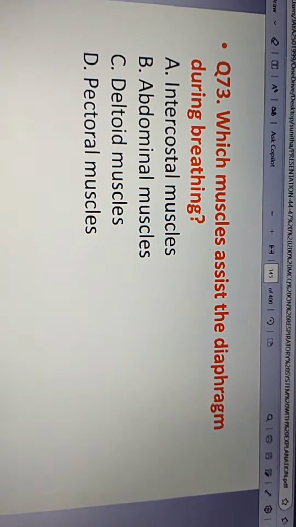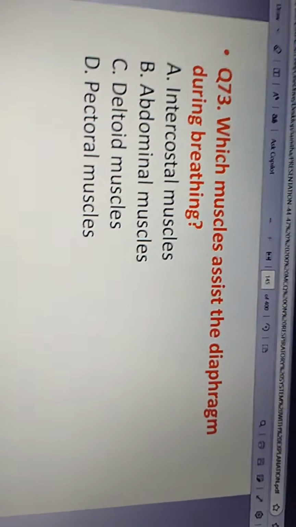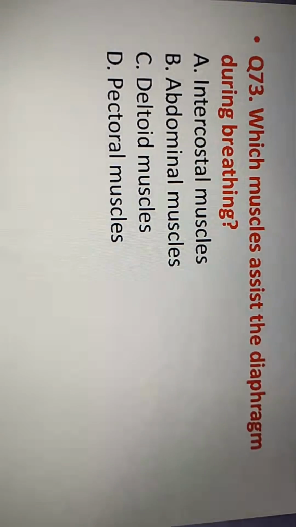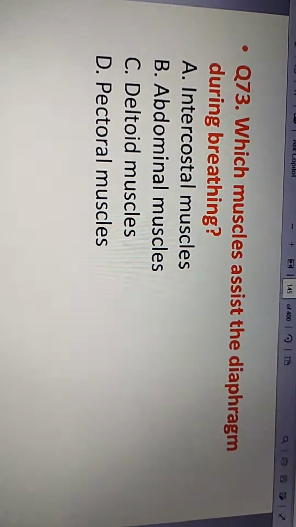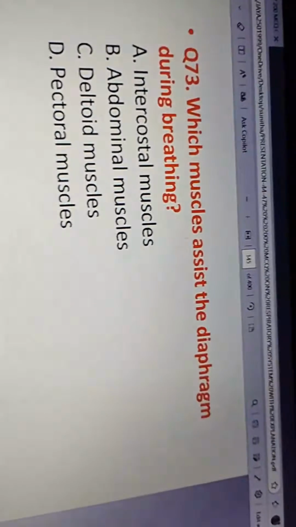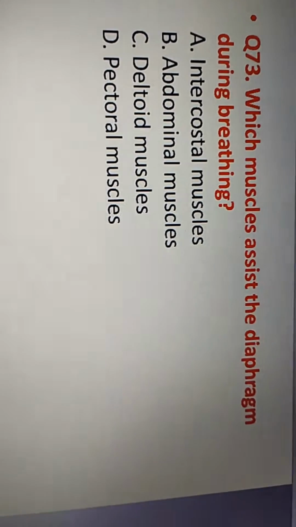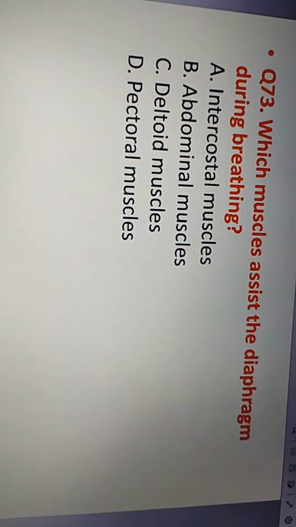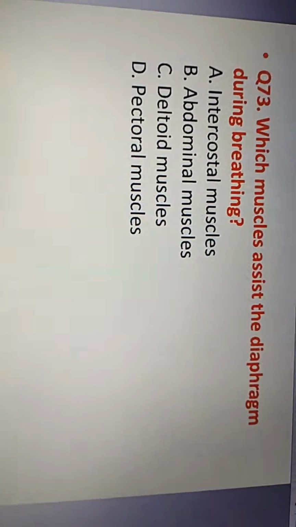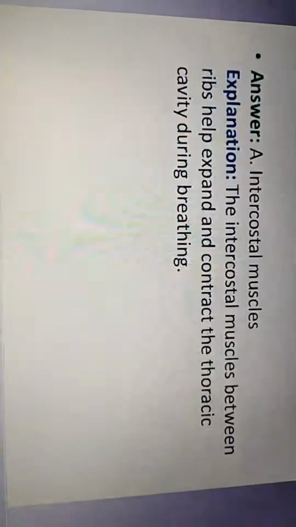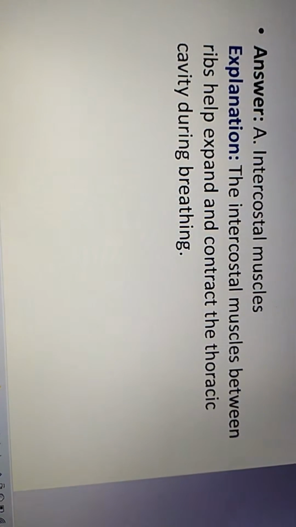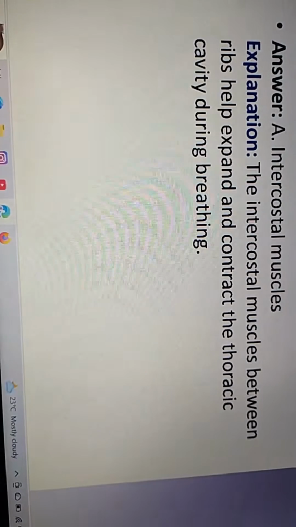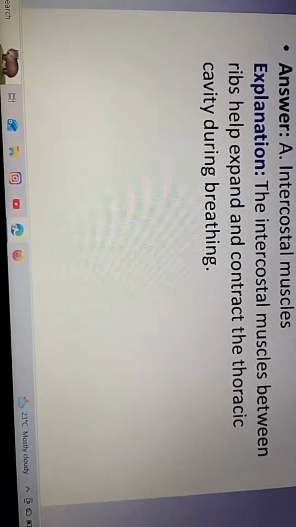Then, which muscle assists the diaphragm during breathing? Option A intercostal muscles, option B abdominal muscles, option C deltoid muscle, option D pectoral muscle. The correct answer is option A intercostal muscles. The intercostal muscles between the ribs help expand and contract the thoracic cavity during breathing.